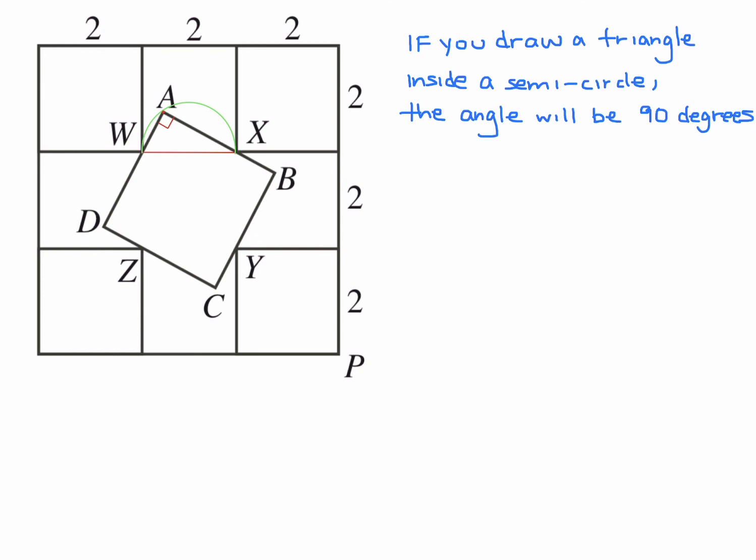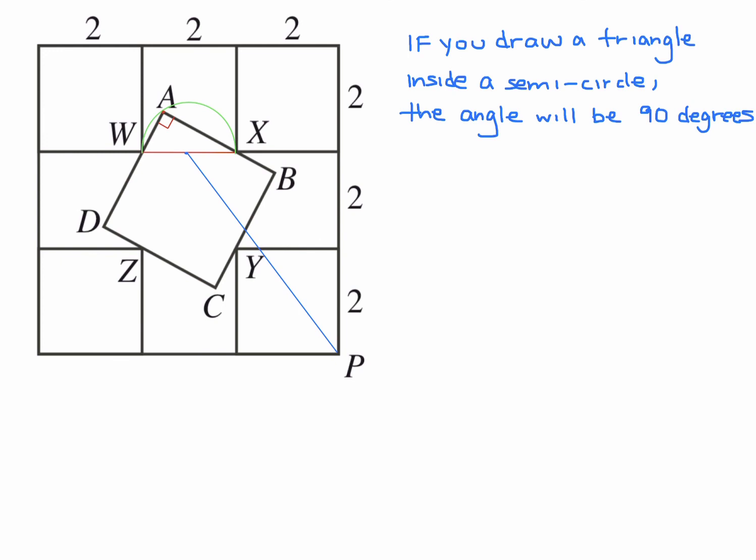Now they want us to figure out the distance from A to P. In particular, what is the maximum possible distance? So the first thing I want to do is join a line from P to the midpoint of WX. So the midpoint of WX is approximately here. So I'll draw a line from P to that midpoint, like that.